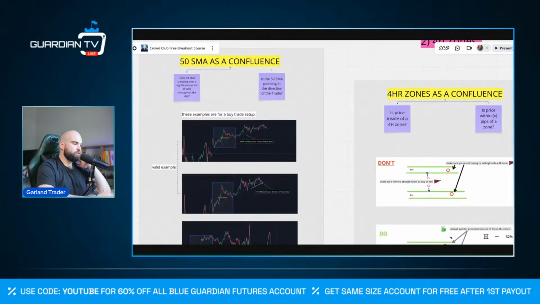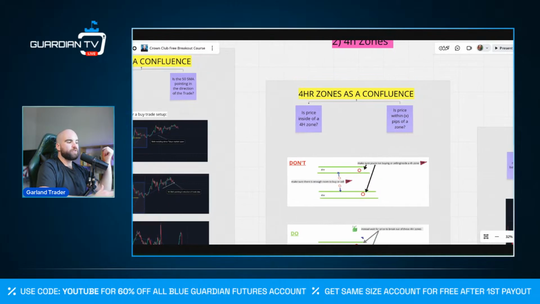The next confluence I look at is using the 4-hour zones to determine where it's safe to trade. Because if you understand where the safe zones are to trade, you can get into high quality setups. Now, again, a big mistake that traders make is focusing and getting lost in the lower time frames. And this can be done on any time frame. Okay, if you're trading even the 15-minute time frame and you're not looking at the 4-hour or the daily time frame, you are going to get lost in a lot of noise.